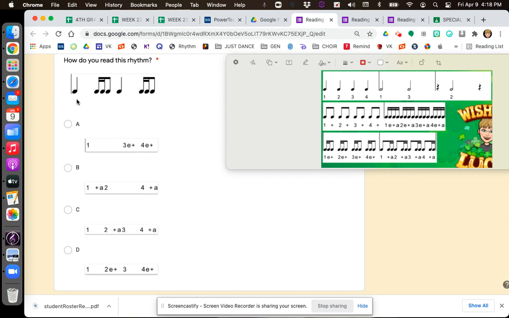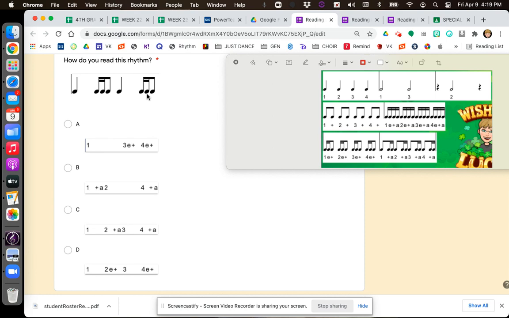Quarter note in the first beat. Use your cheat sheet. 2 16th notes followed by an eighth note. 2 bars followed by 1. Which one is that? Is it this one or this one? 2 bars followed by 1. 2 16th notes. Look at what it looks like and see, does it match over here or does it match over here? Another quarter note.